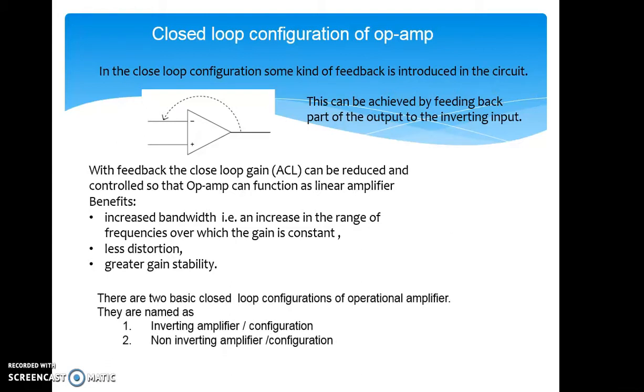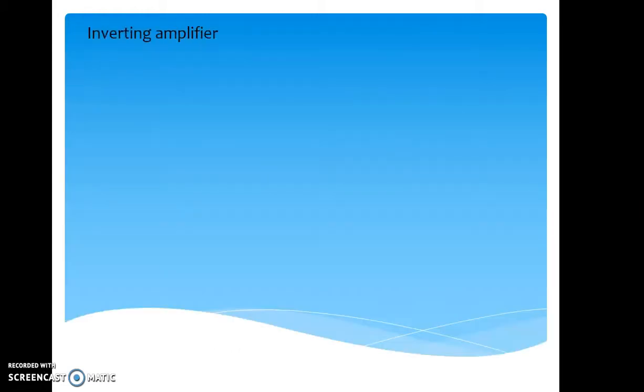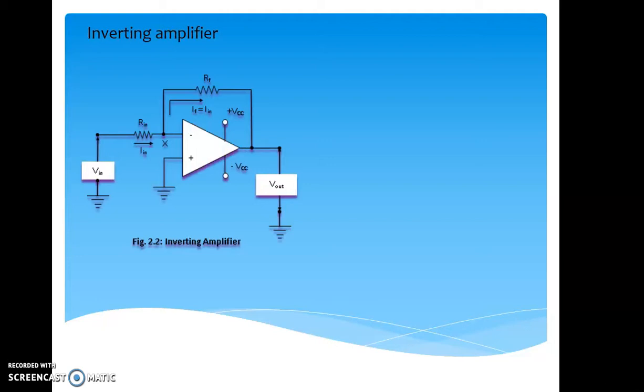There are two basic closed loop configurations of the operational amplifier. The first one is the inverting amplifier and the second one is the non-inverting amplifier. Now you can see the first one, the inverting amplifier. This figure shows the inverting amplifier. You are applying the input to the inverting terminal and the non-inverting terminal is grounded, with the feedback resistor RF connected between the output and the input, so that negative feedback is applied to the inverting terminal.